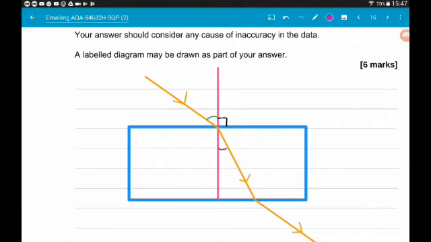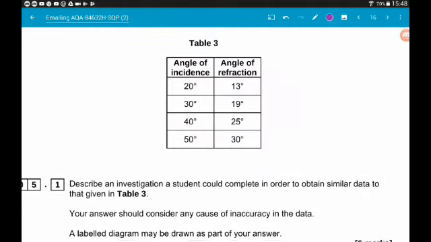So here, the blue rectangle is the outline of our block. The red line is the normal, which I would draw through the outline of the glass block too, so then we can measure our angle of refraction. So, once we've got the outline of our block, and we've got our normal drawn in, let's say we wanted to investigate the first value, where we have an angle of incidence of 20 degrees.